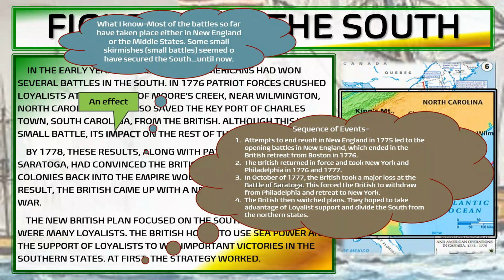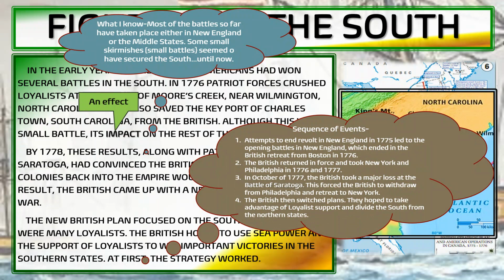Number one, attempts to end the revolt in New England in 1775 led to opening battles in New England, which ended with the British retreat from Boston in 1776. The British returned in force and took New York and Philadelphia in 1776 to 1777. So the Empire strikes back, right? In October of 1777, the British took a major loss at the Battle of Saratoga. This forced the British to withdraw from Philadelphia and retreat to New York as a stronghold.